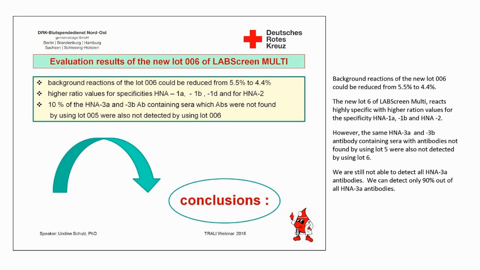However, the same HNA3A and 3B antibody containing sera, whose antibodies were not found by using lot 5, were also not detected by using lot 6. We are still not able to detect all HNA3A antibodies. We can detect only 90% of all HNA3A antibodies.